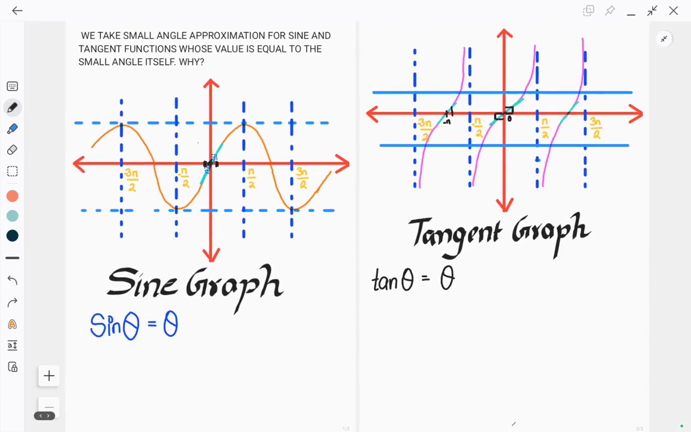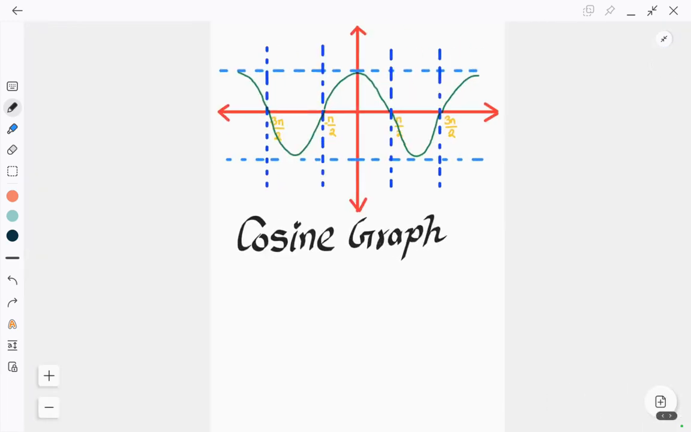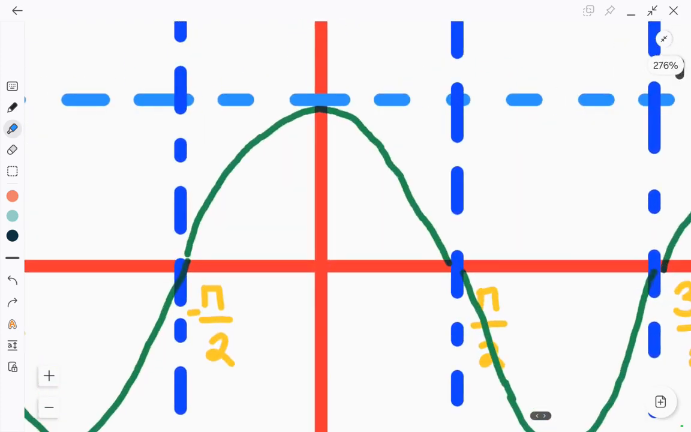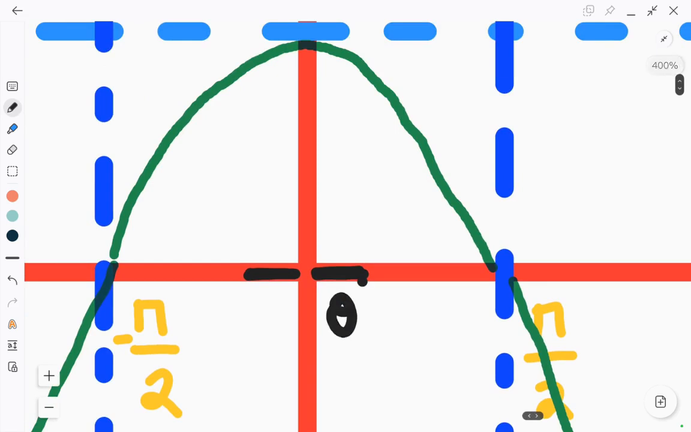Okay, so we got that for sine and tangent functions, if we take the small angle approximation, the values will be equal to the small angle itself. But now let's come to the cosine graph, where we cannot do the small angle approximation for cos theta equal to theta. We can't get any such graphs. If I take very small angles which are close to 0, in this region it will fall. So maybe this is theta and this is theta. Clearly you can see this length is much smaller than this length.